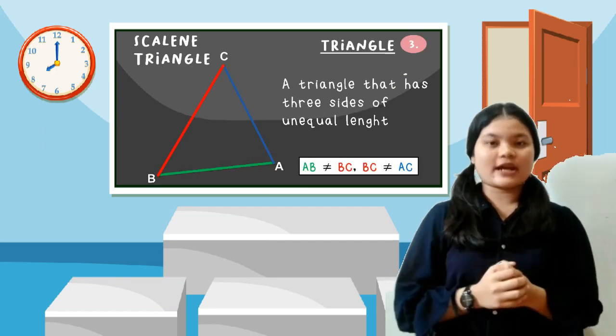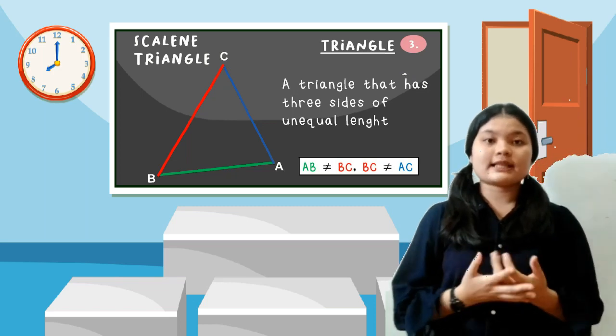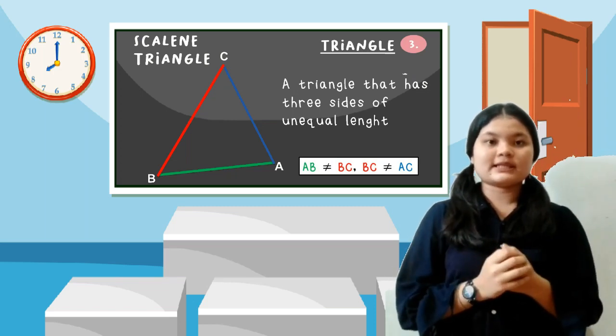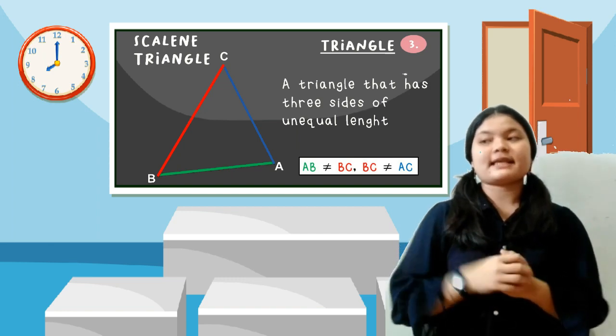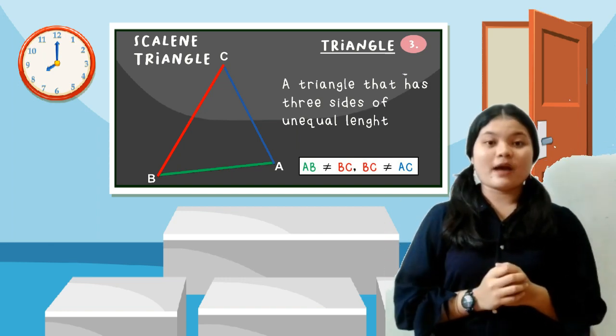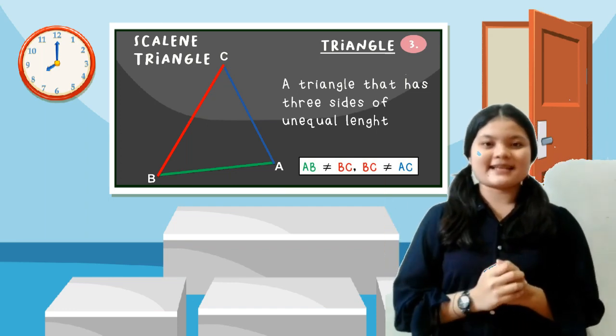The last type of triangle is a scalene triangle. It's said to be a scalene triangle because the triangle has 3 sides of unequal length. Okay, let's see that the side length AB is not the same as BC, and BC is not the same as AC.